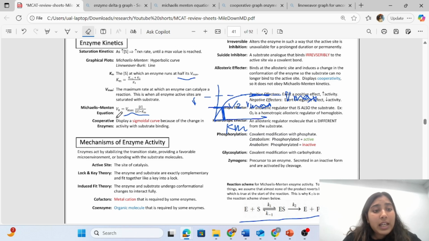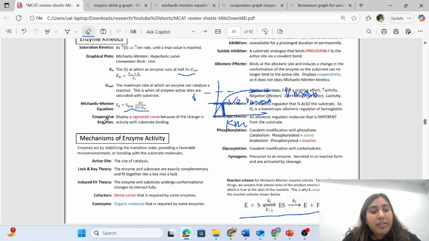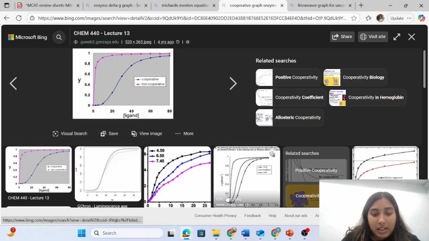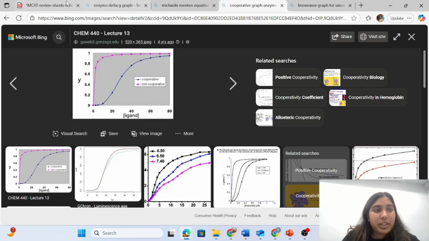Okay. Another thing is cooperative enzymes. The most unique part of cooperative enzymes is that they do not follow the Michaelis-Menten equation. The Michaelis-Menten equation, as you see, is a hyperbolic curve. Cooperative enzymes generally have a sigmoidal curve, like this. So the Michaelis-Menten equation is good for non-cooperative enzymes, but cooperative enzymes have this kind of sigmoidal pattern.